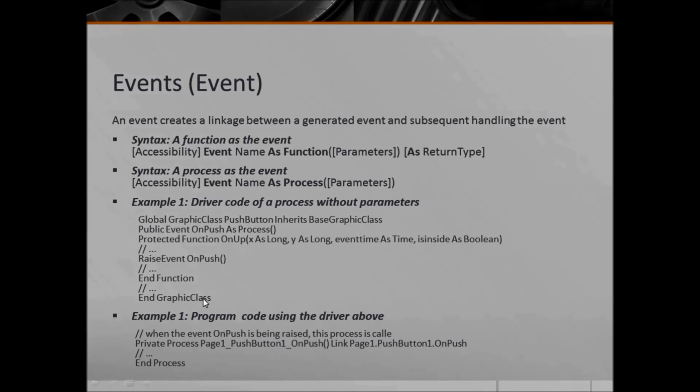So this is how to use the driver inside the CVC module. A private process by the name of page 1 push button 1 on push is created with a link to the event called page 1 push button 1 on push. This event will be triggered whenever the button is pushed, as shown in the driver code for a process in example 1 above. So this is roughly how an event works.